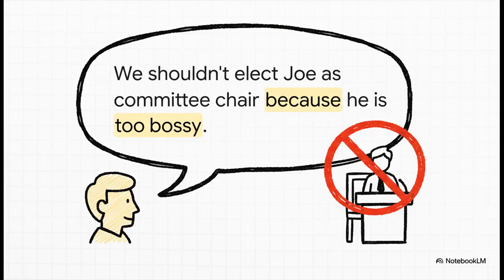Okay, so let's take a super simple example. We shouldn't elect Joe as committee chair because he is too bossy. Now, on the surface, this seems pretty straightforward. You've got a claim, don't elect Joe, and you've got a reason. He's bossy. So why on earth would this fail to persuade someone? The answer is hiding in plain sight.